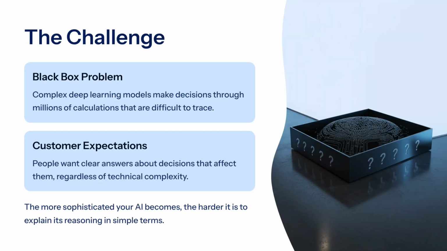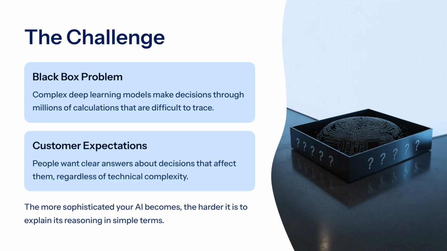Here's the challenge. Many AI systems are black boxes. Deep learning models, for example, make decisions based on millions of tiny calculations that even experts can't fully unpack. This creates tension. On one hand, these models can be very accurate. On the other hand, they're nearly impossible to explain.